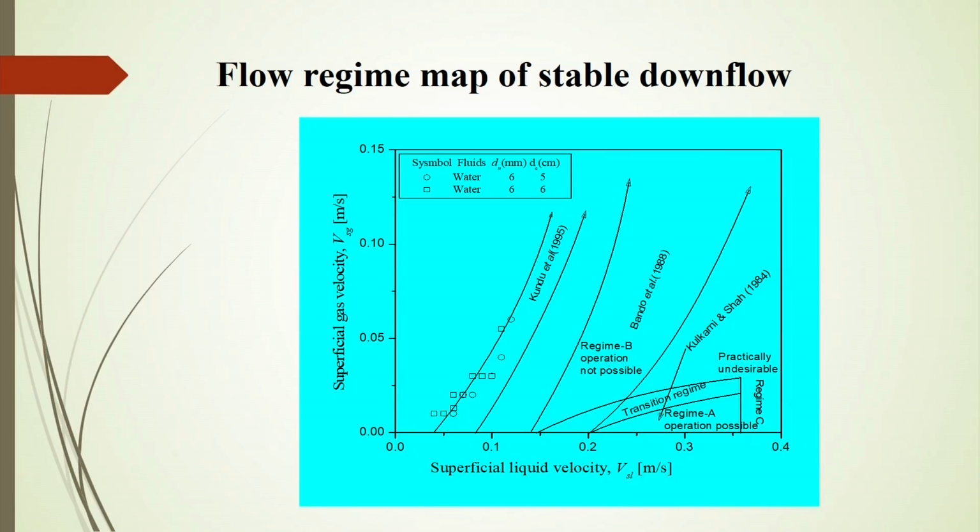Now, there will be a certain operational flow regime map, so that you can get stable operation. For this downflow system, to get stable operation, you have to maintain a certain superficial liquid velocity and superficial gas velocity. You can get these from the flow regime map, at which superficial liquid velocity and superficial gas velocity you can obtain stable operation of the downflow system, to get finer bubbles and more residence time for this air-water system.